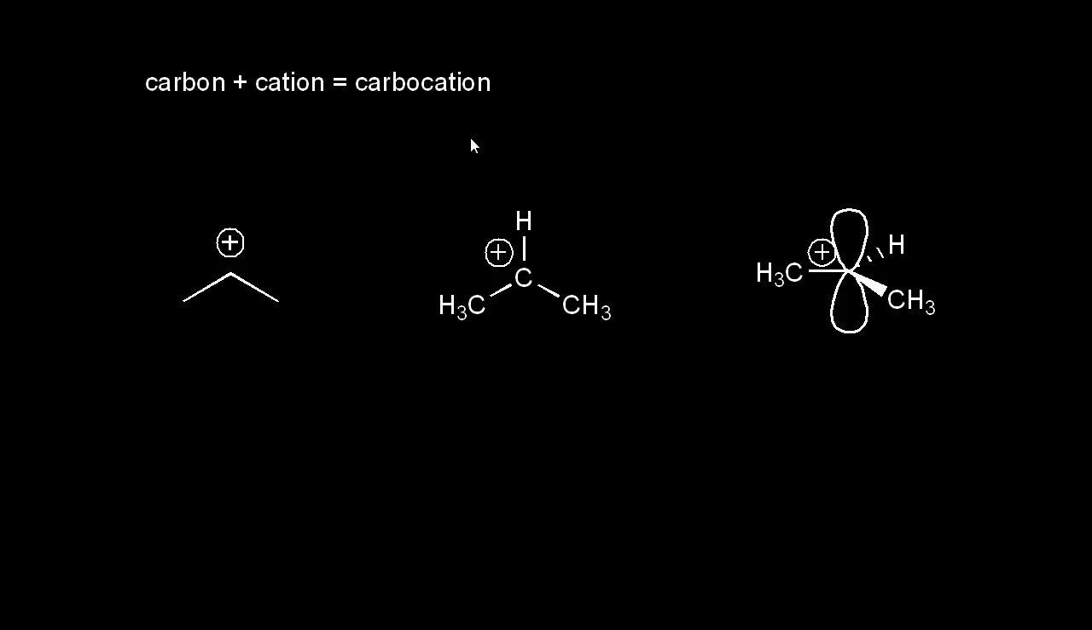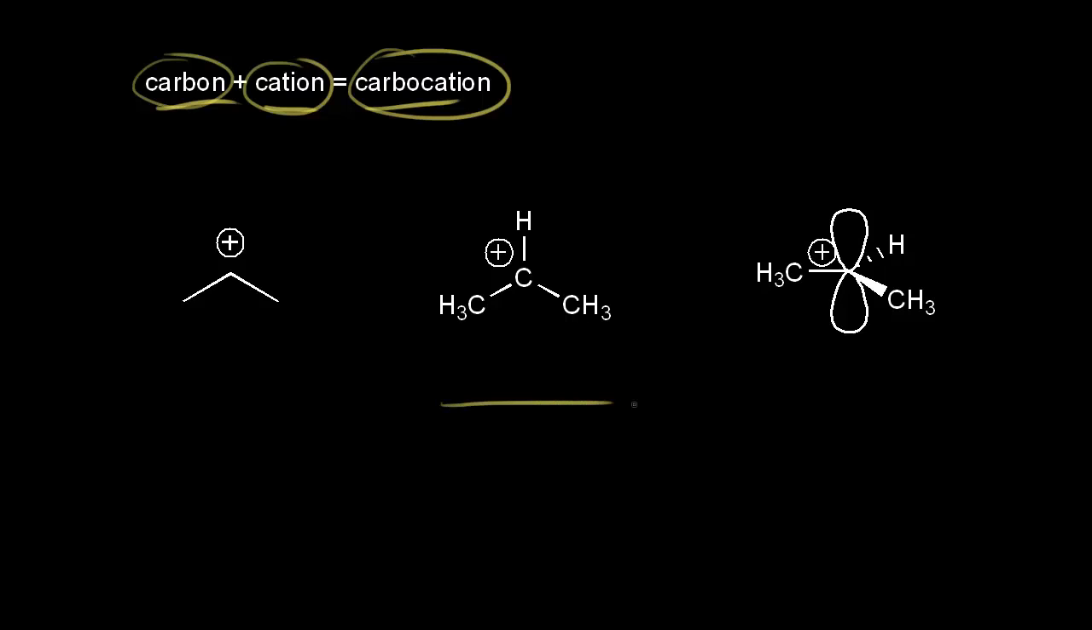Here I have three pictures of the same carbocation, and a carbocation has a carbon that's positively charged, which we call a cation in chemistry. So if you take these words, carbon and cation, and combine them, you get carbocation. Let's look at the picture in the middle first.